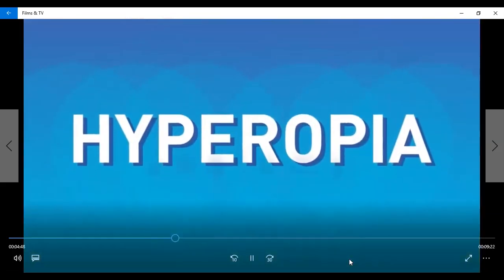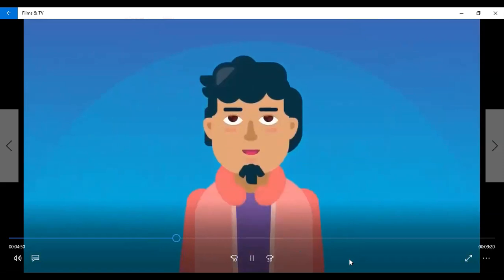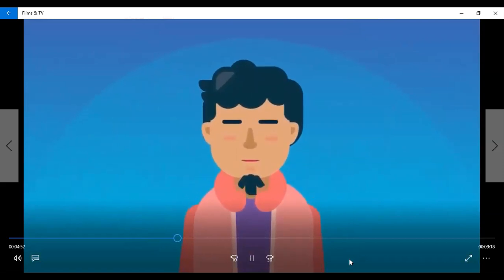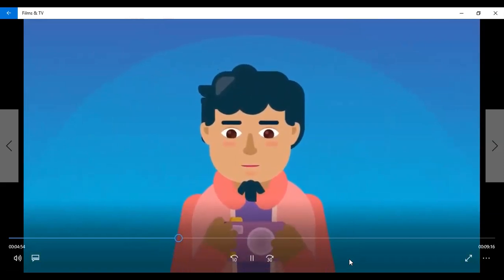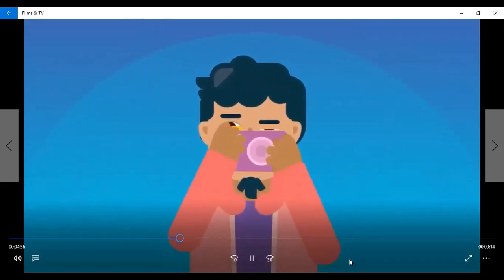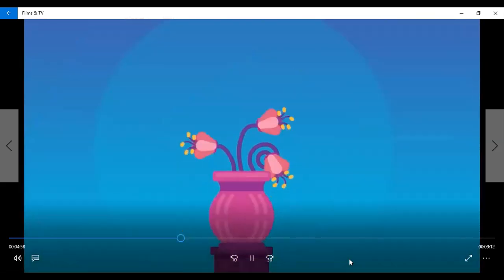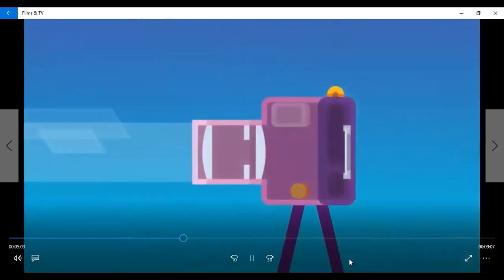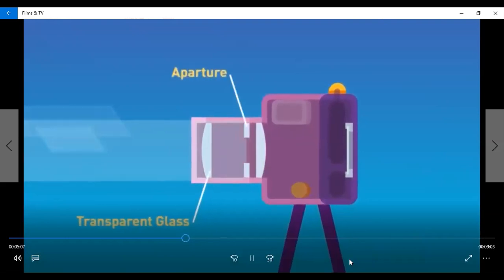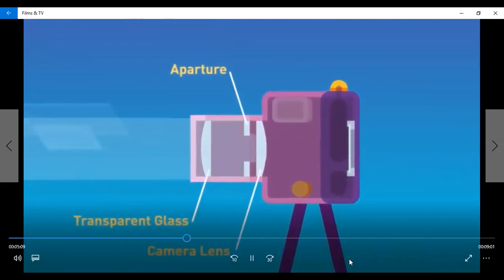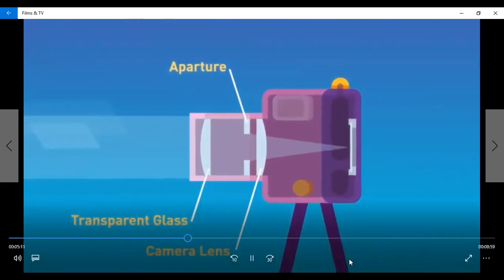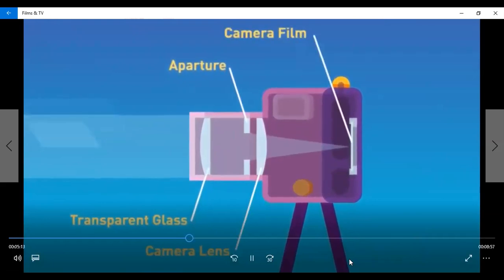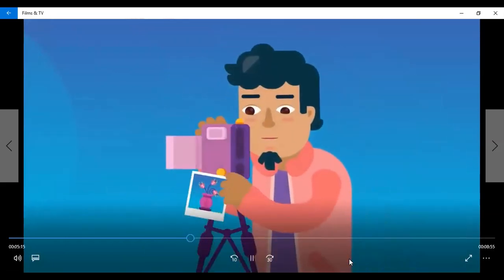Hyperopia. Anatomy. Before we can describe hyperopia, let's compare the eyeball to a camera for better understanding. When we take a picture, light after reflecting from an object enters the camera and passes through, first, a transparent glass in front of the aperture of the camera, then secondly, a lens that helps us in focusing light rays, and lastly, a film on which the light is focused for a clear picture.